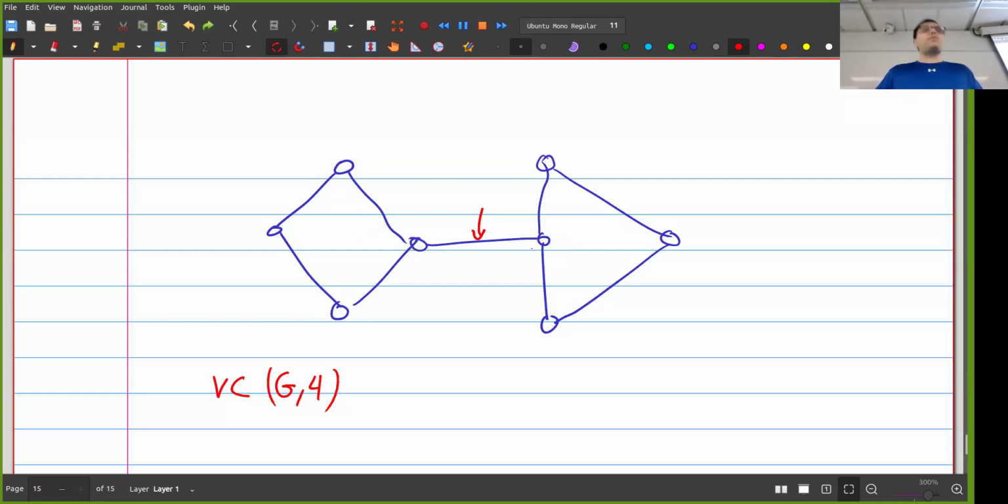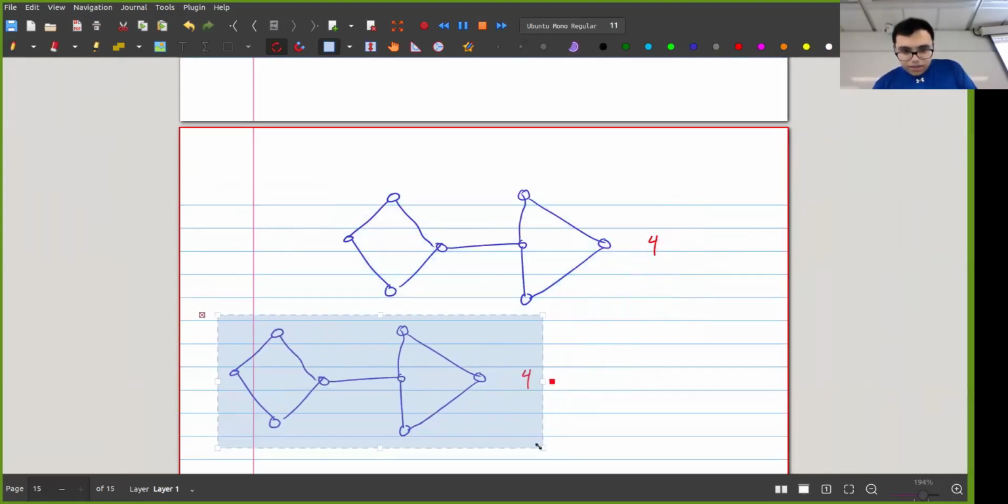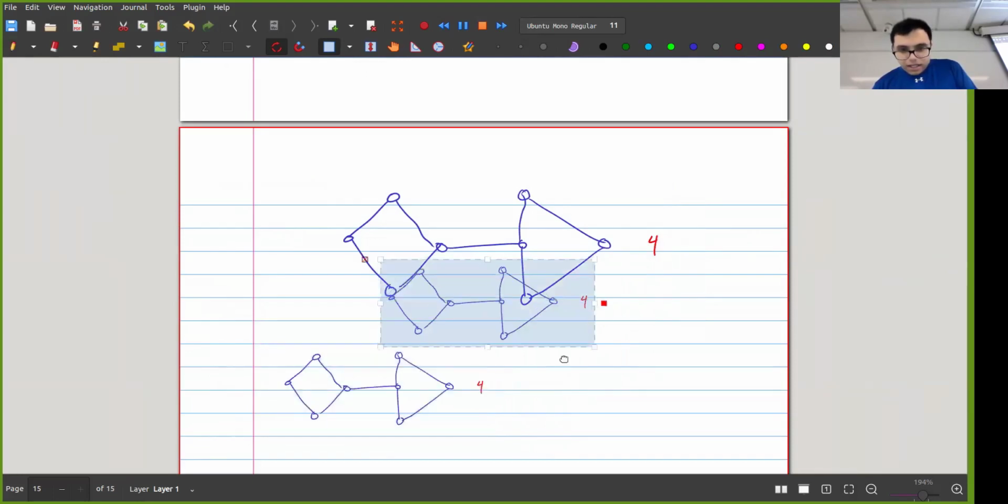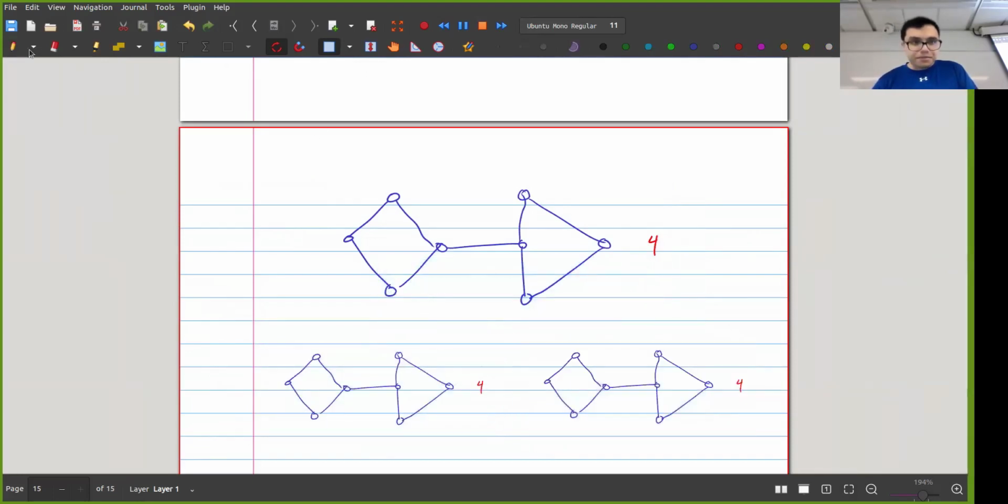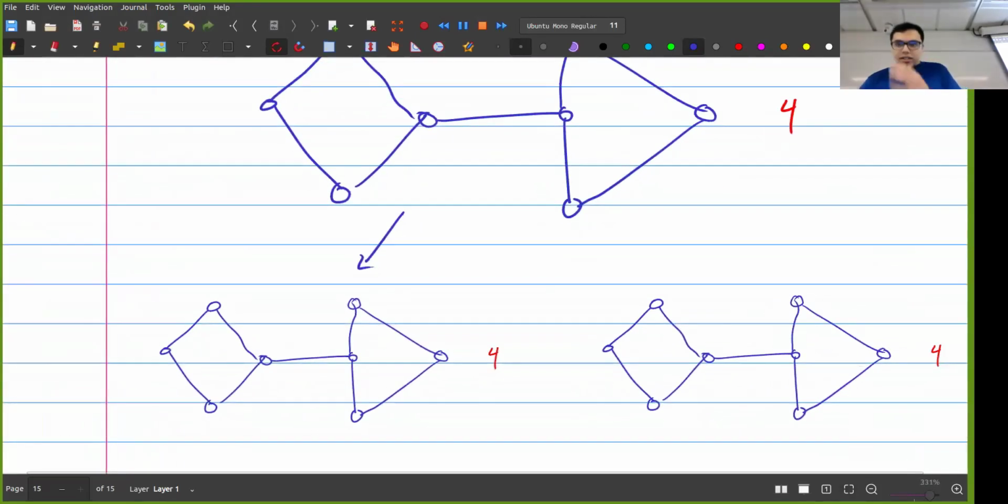Now I can do a case fork. I can say, which one do you want to take in your vertex cover? So let's say that for this graph, I wanted to find a vertex cover of size 4. I take the two cases. I have to copy this. So this is one case, and this is my other case. So my first case is that I take this vertex, the left vertex, into my vertex cover.